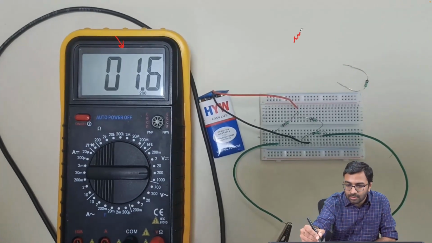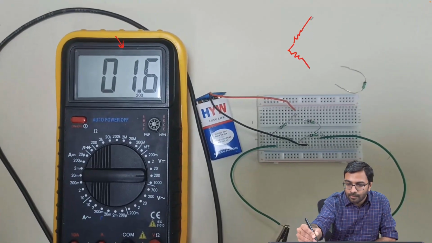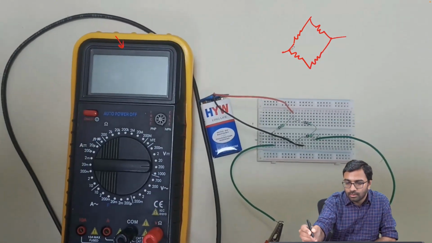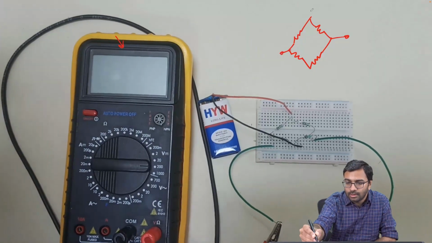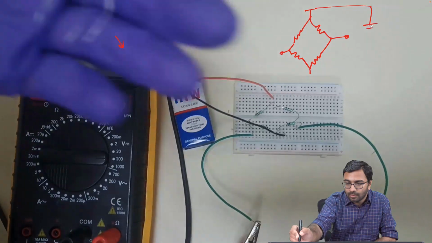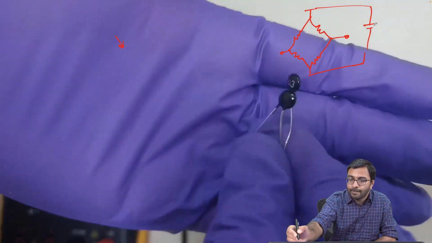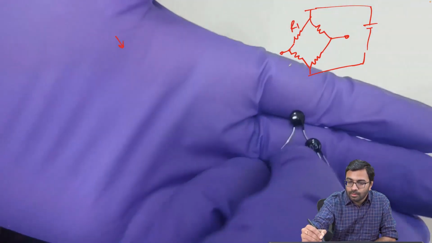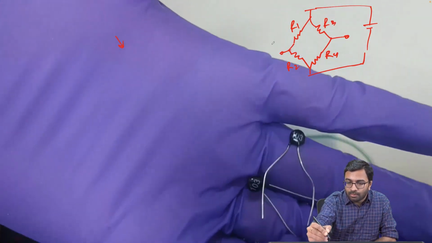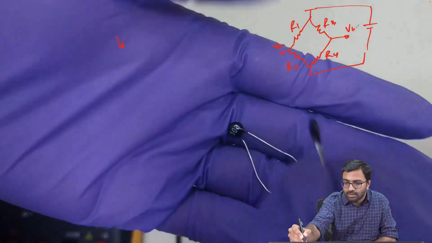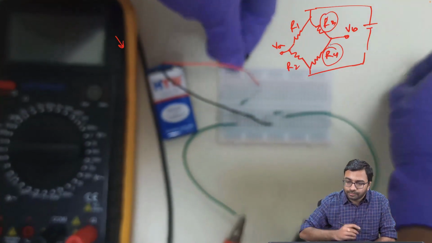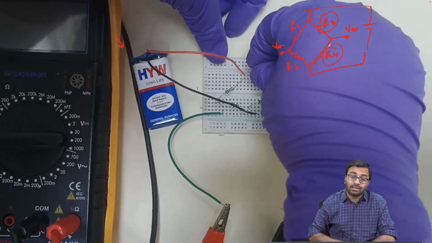So in this case the Wheatstone bridge circuit is not balanced. So you can see that there is a value of VAB, right? It's 1.6 or so. This is VA, this is VB. Now we are replacing these two resistances with identical sensors.